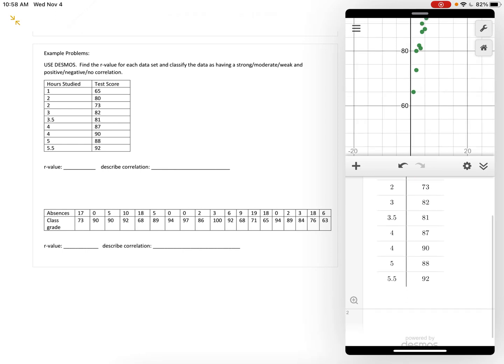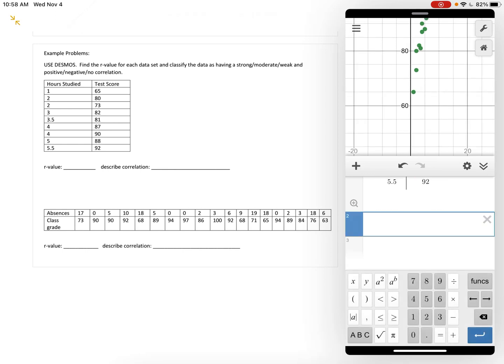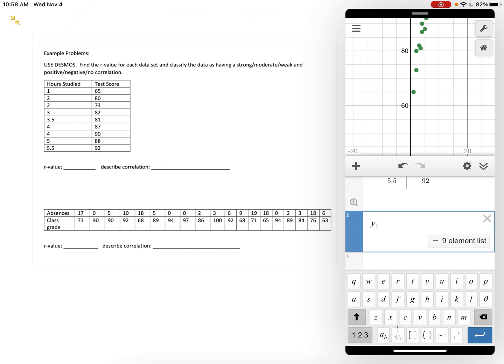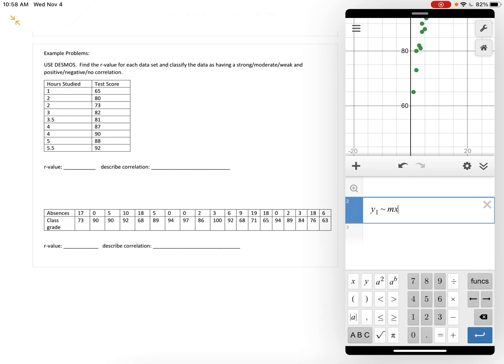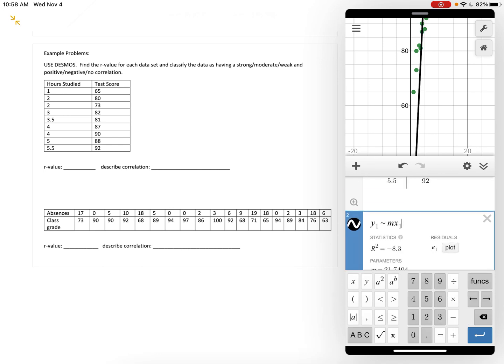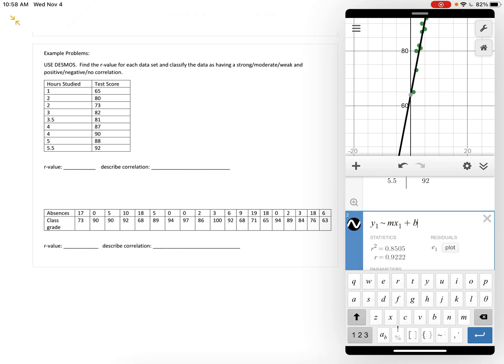The way we do that is go to the next place under your table, and you type in y1. It'll automatically make the one a little subscript. To get that squiggle or tilde, you hit your ABC button. It's in the bottom row next to the comma. Then m, x1, plus, back to your letters to get b. You have to have every single part of that equation correct, or Desmos will not tell you the right information.